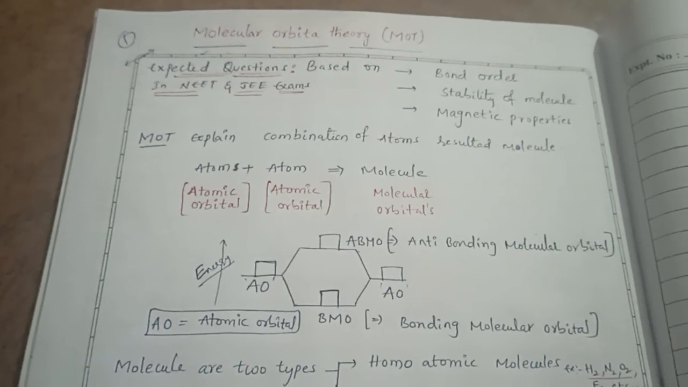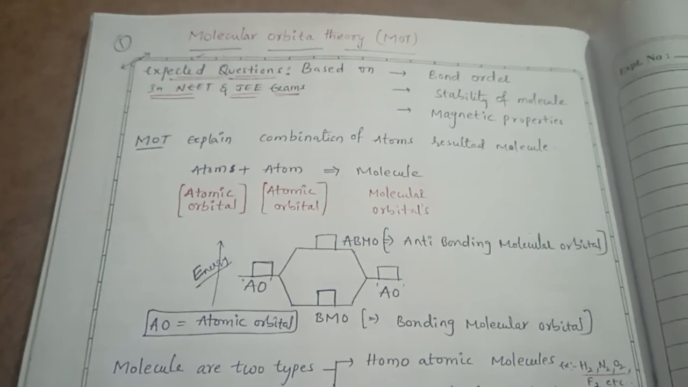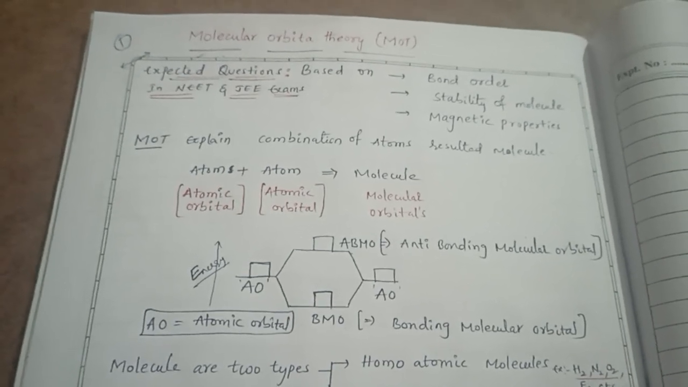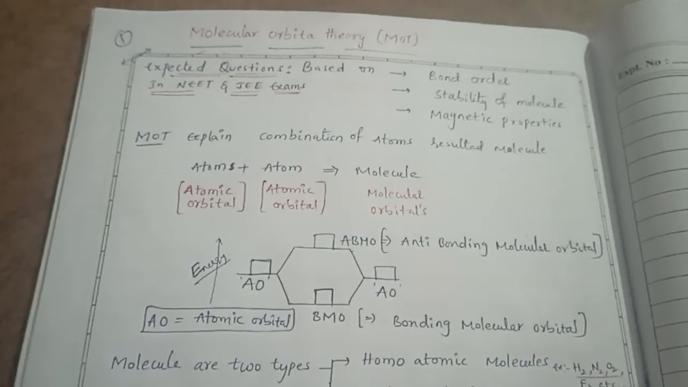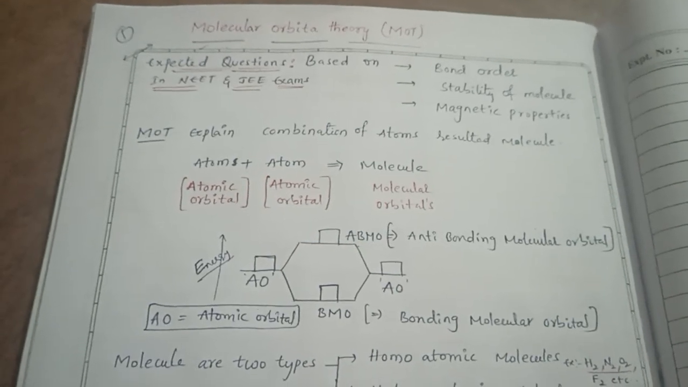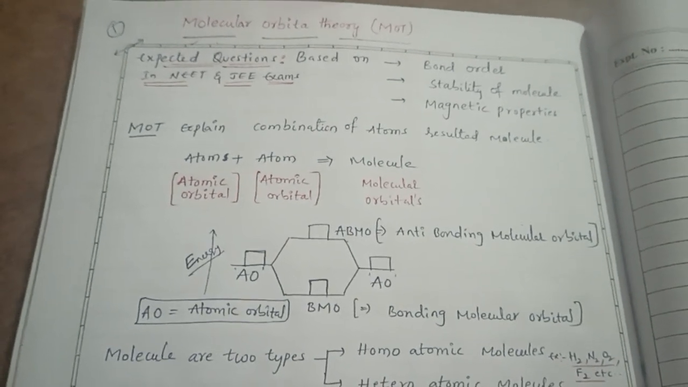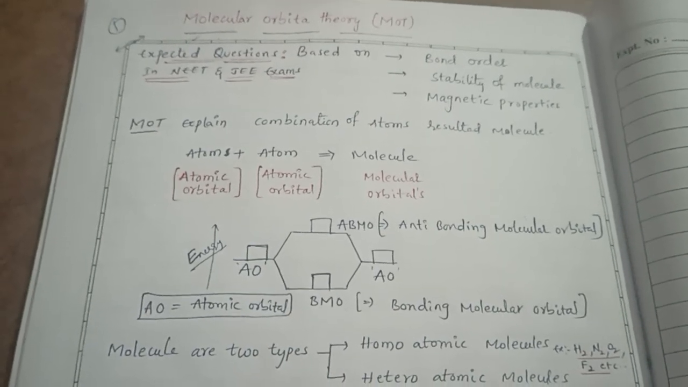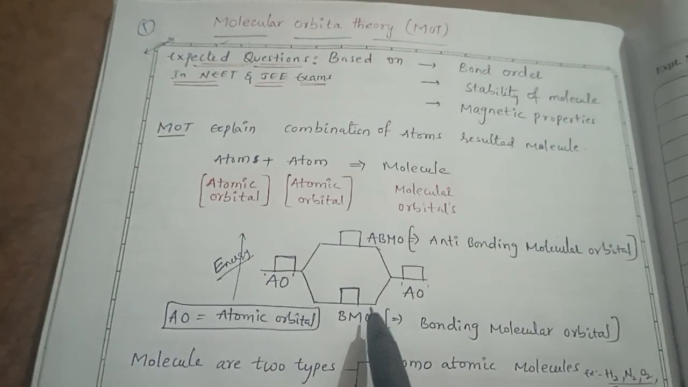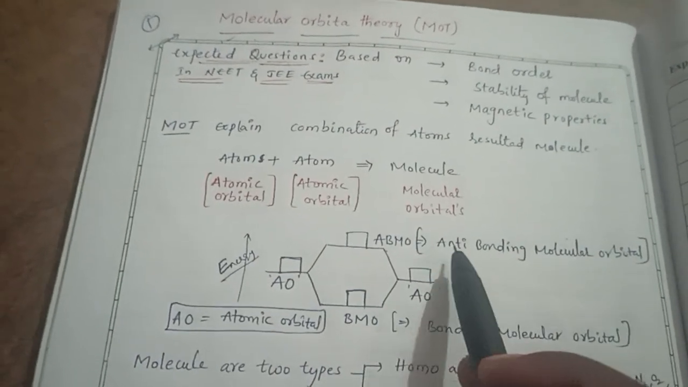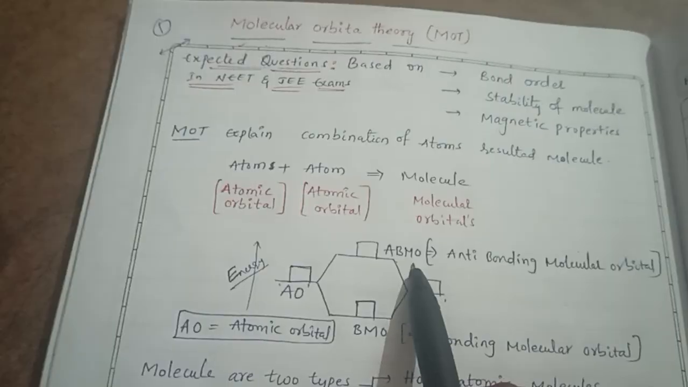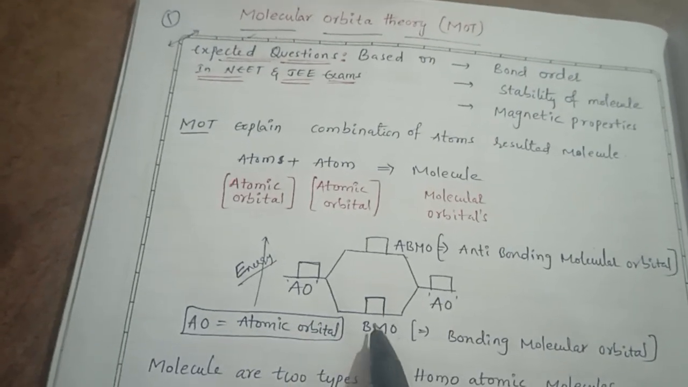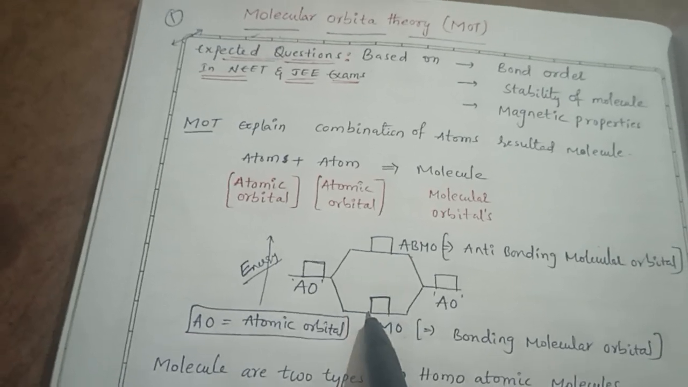So atom plus atom results in a molecule. It means atomic orbitals combined with another atom's atomic orbitals result in molecular orbitals. These molecular orbitals are of two types: bonding molecular orbitals and anti-bonding molecular orbitals. Bonding molecular orbitals I indicate with BMO, and anti-bonding molecular orbitals I indicate with ABMO. If you combine two atomic orbitals, two molecular orbitals result.